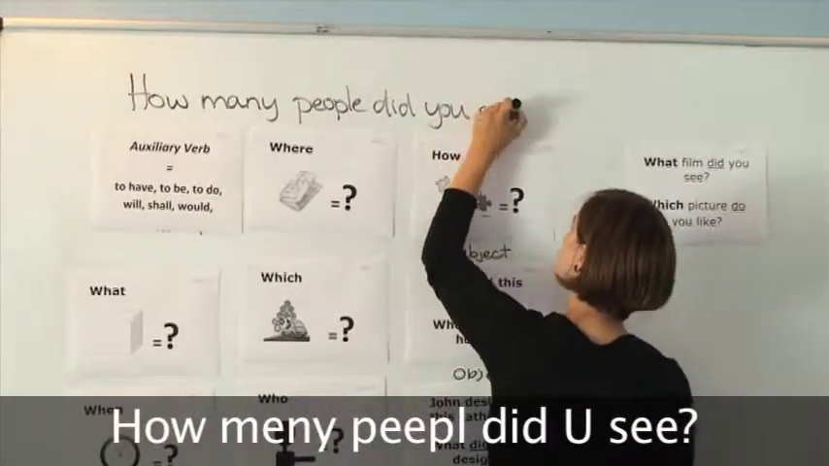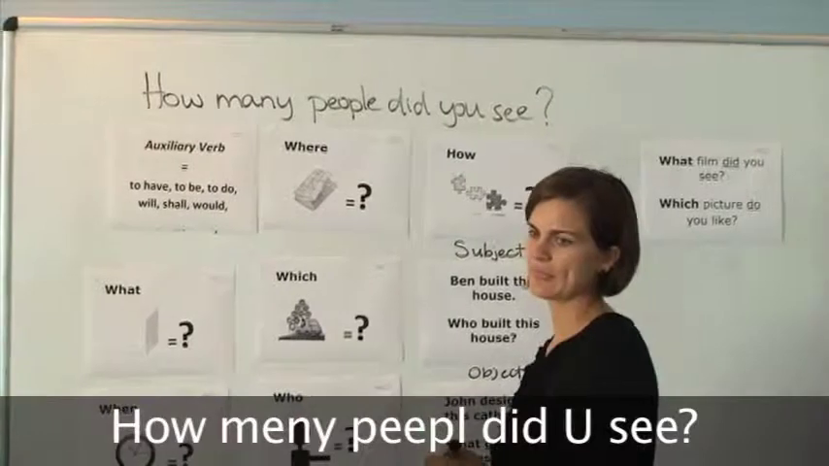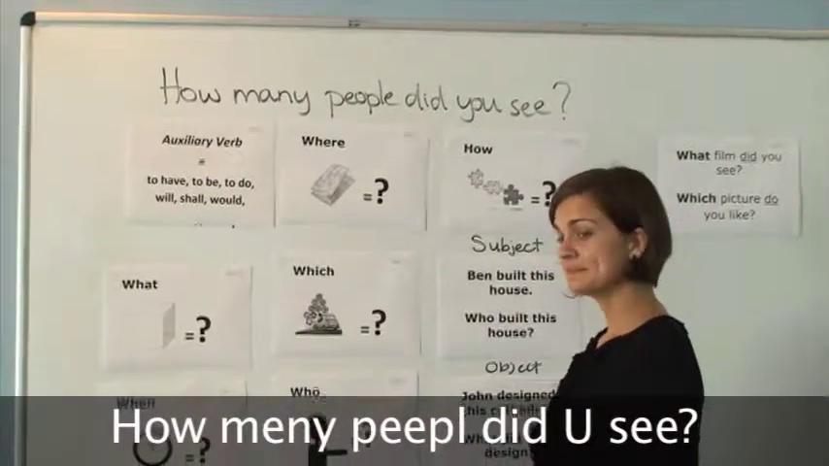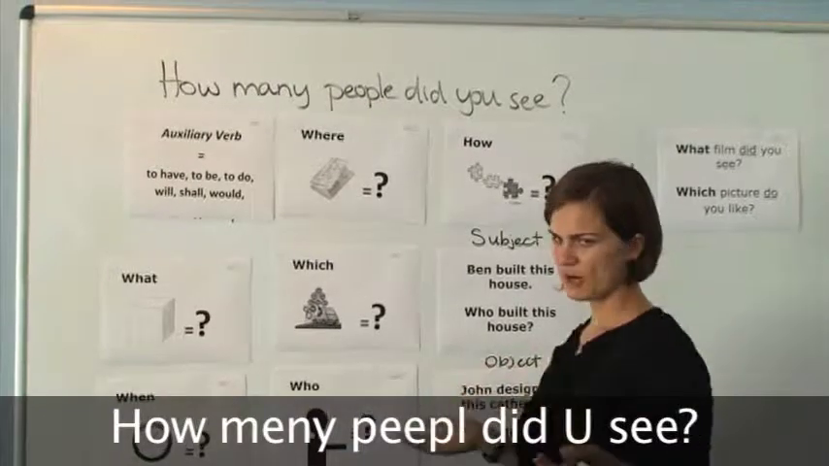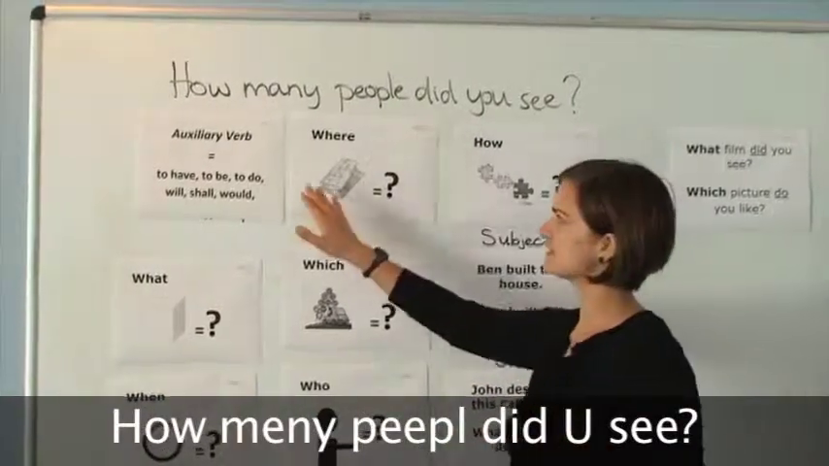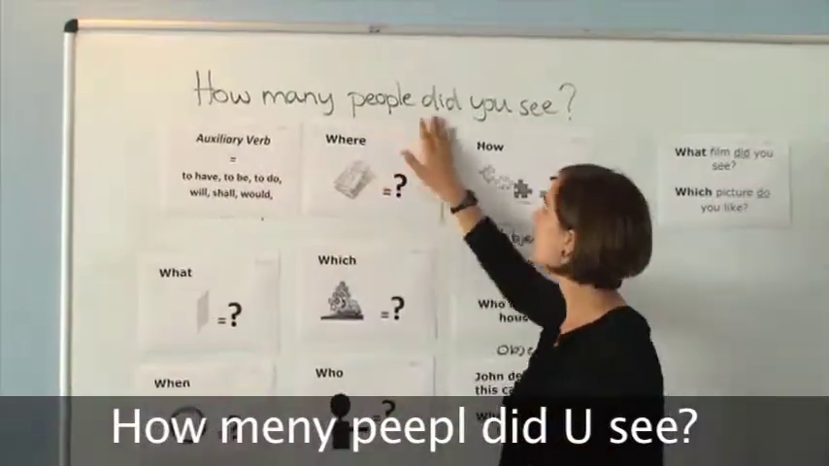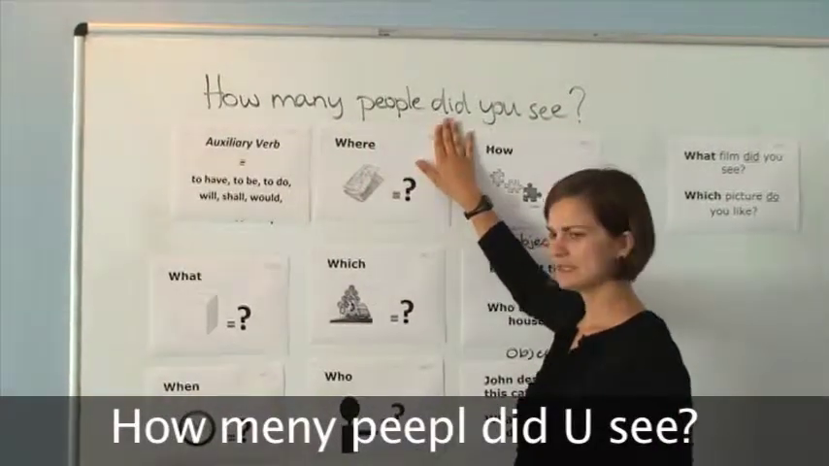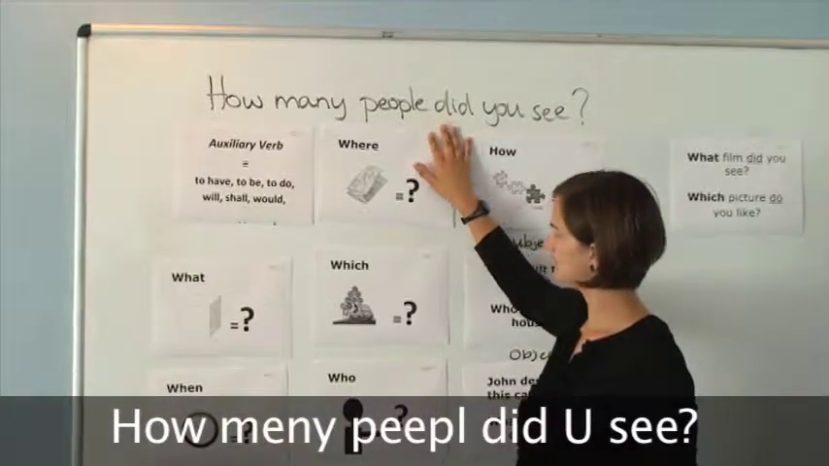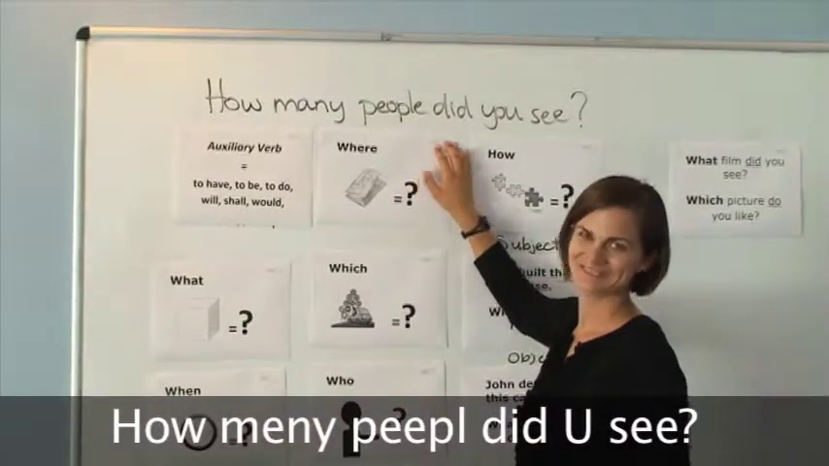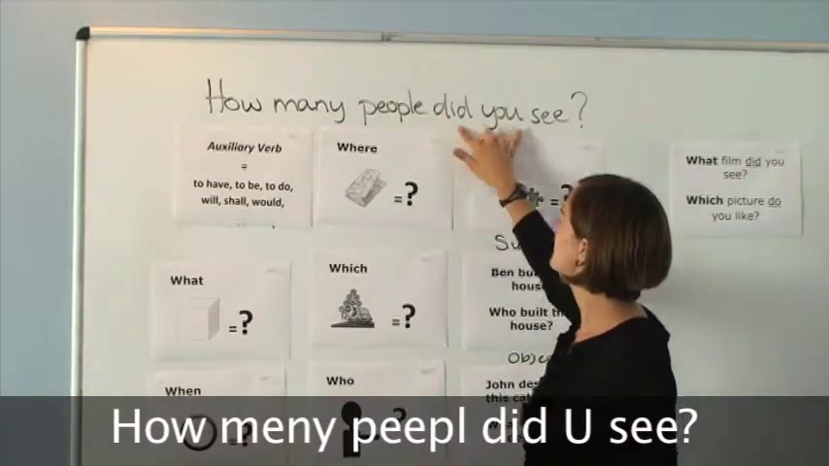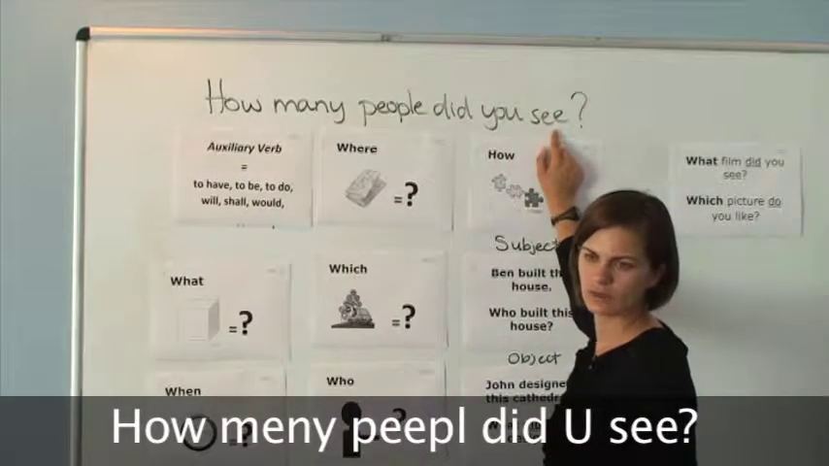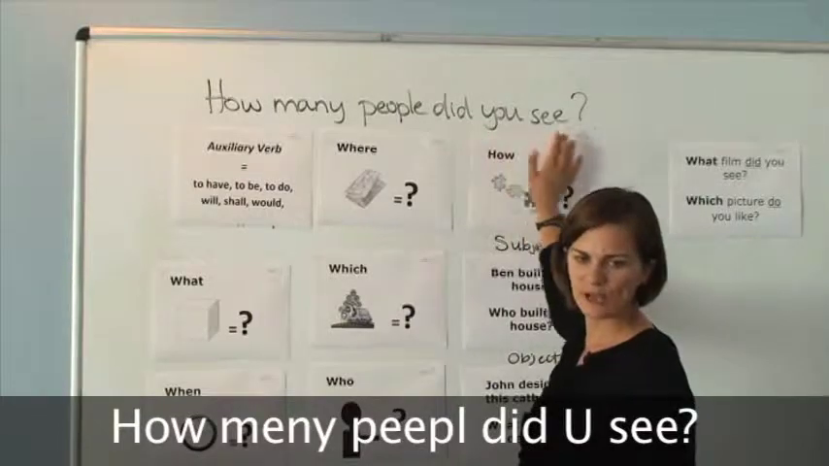Okay, so who can tell me what the verb is? Did. There's another part to the verb. Did is the auxiliary, the helping verb. How many people did you see? Did see. See is the verb. Okay? So did is helping see.